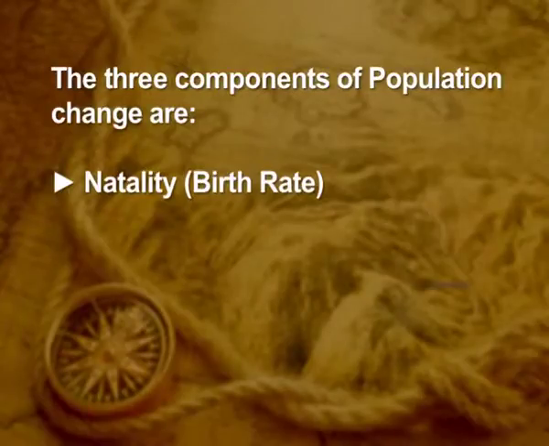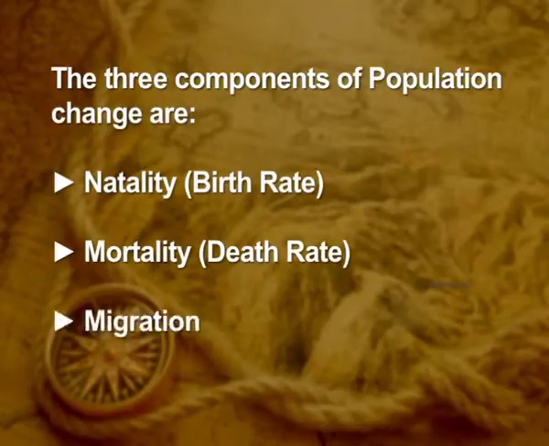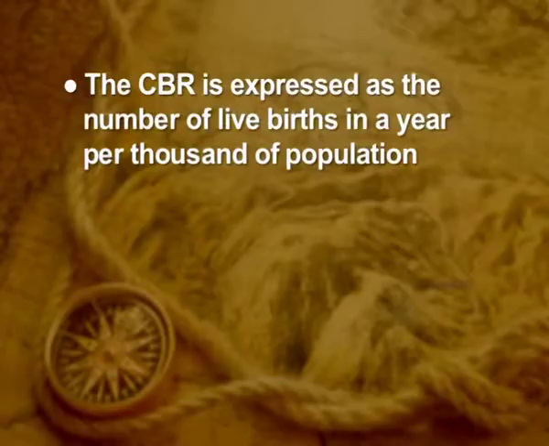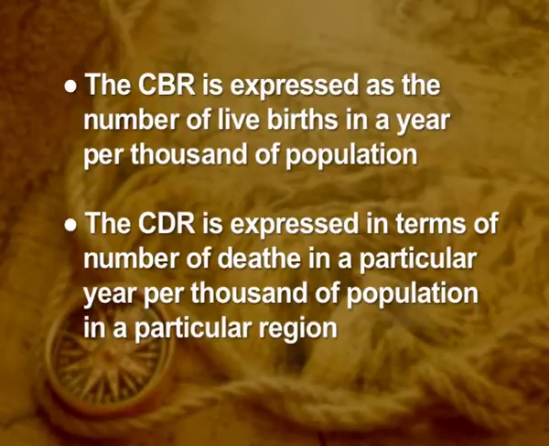Now, the three components of population change are natality, that is birth rate, mortality, that is death rate, and migration. The crude birth rate is expressed as the number of live births in a year per 1,000 of population, and the crude death rate is expressed in terms of number of deaths in a particular year per 1,000 of population in a particular region.